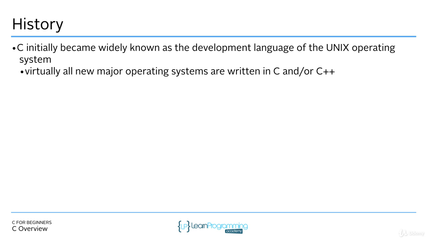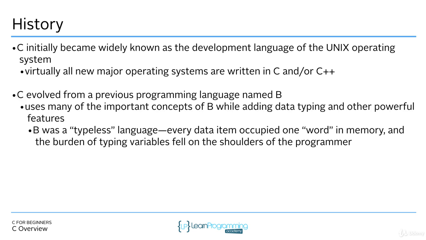Okay, again, very popular, very, very useful. It evolved from a previous programming language named B. Go figure, that's why it's named C. I guess they weren't very clever, and they just said, "Hey, B, C." There's also a language called D, by the way. It uses many of the important concepts of B while adding some data typing and other powerful features.